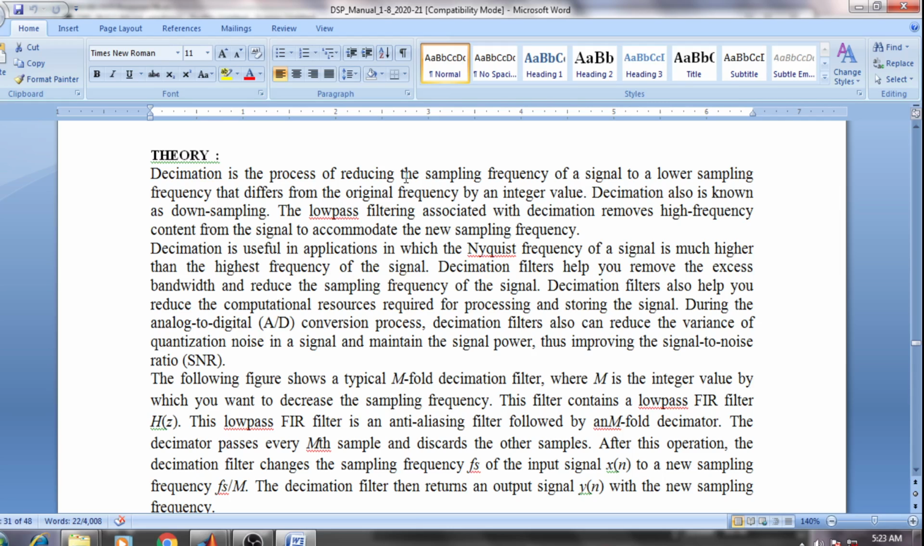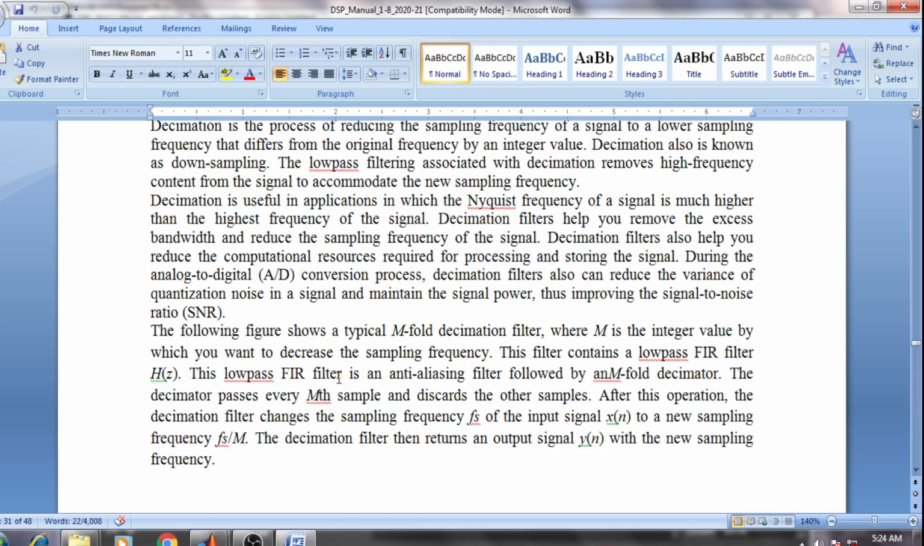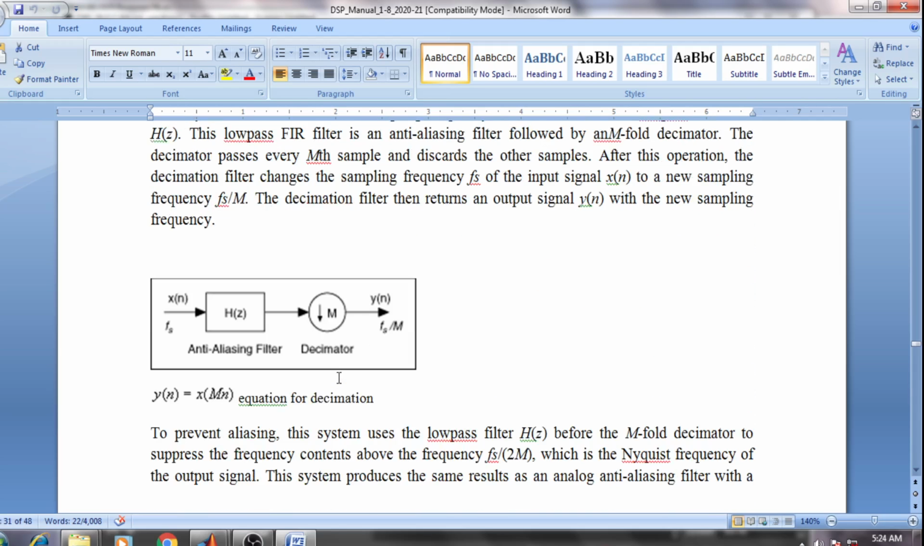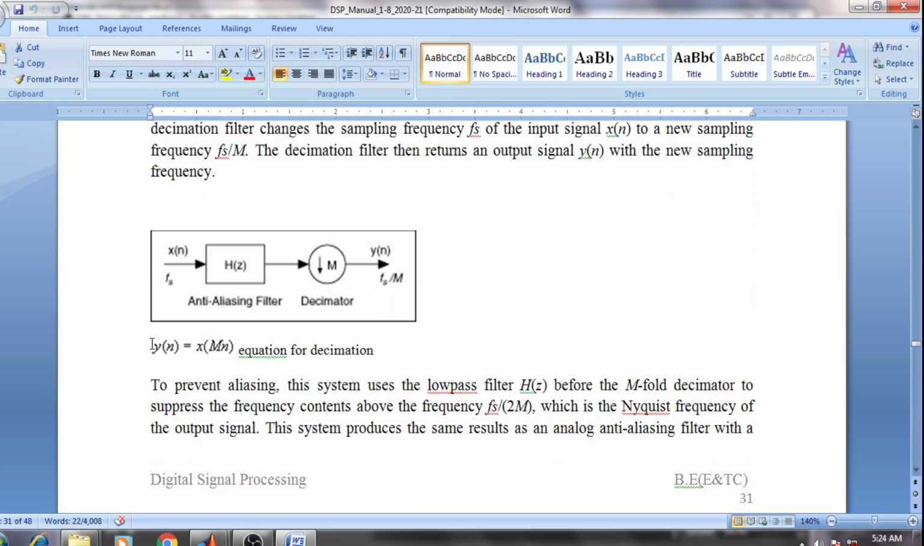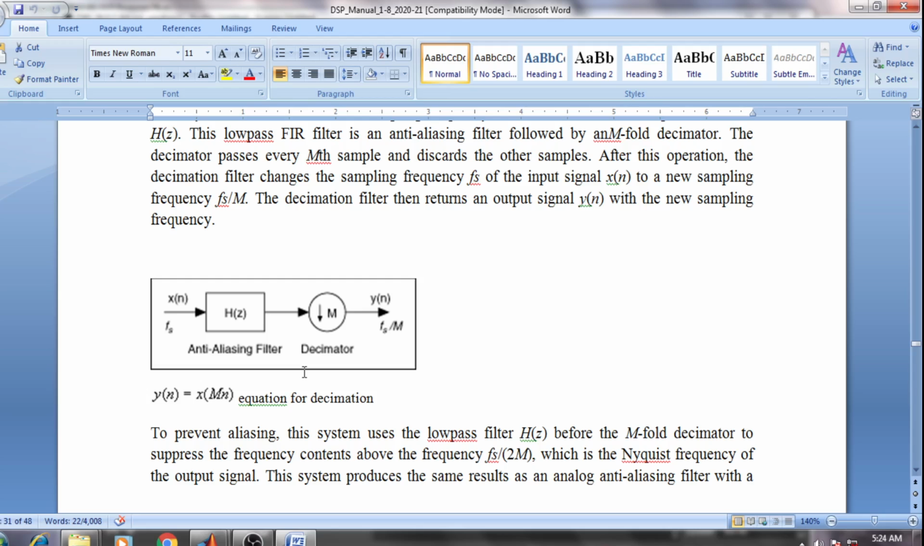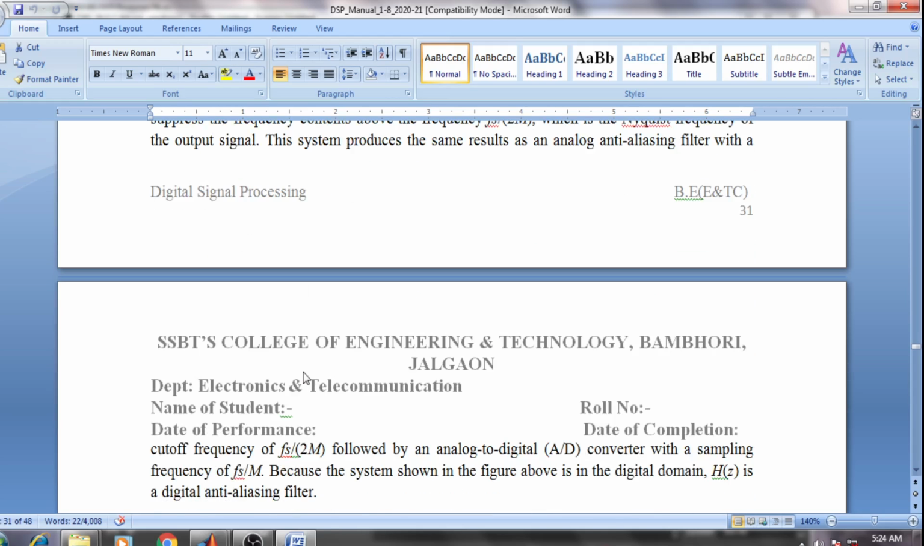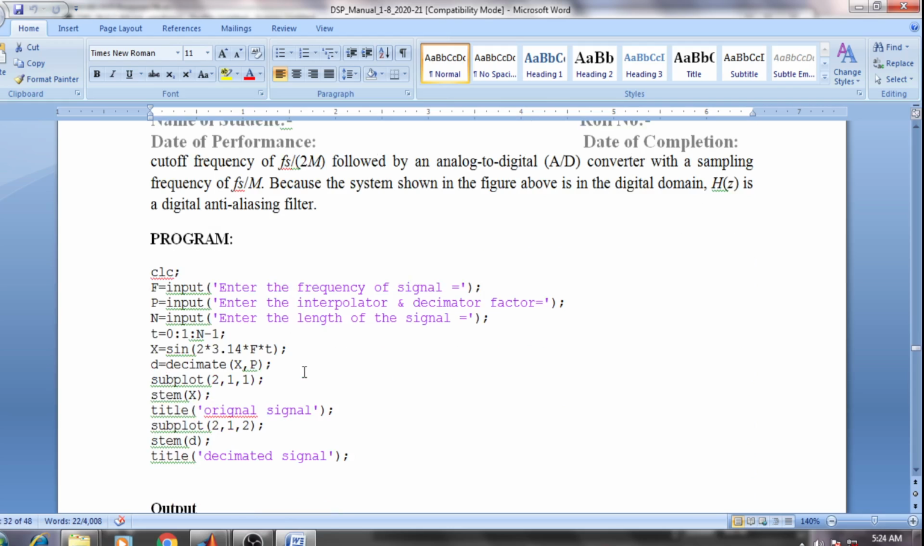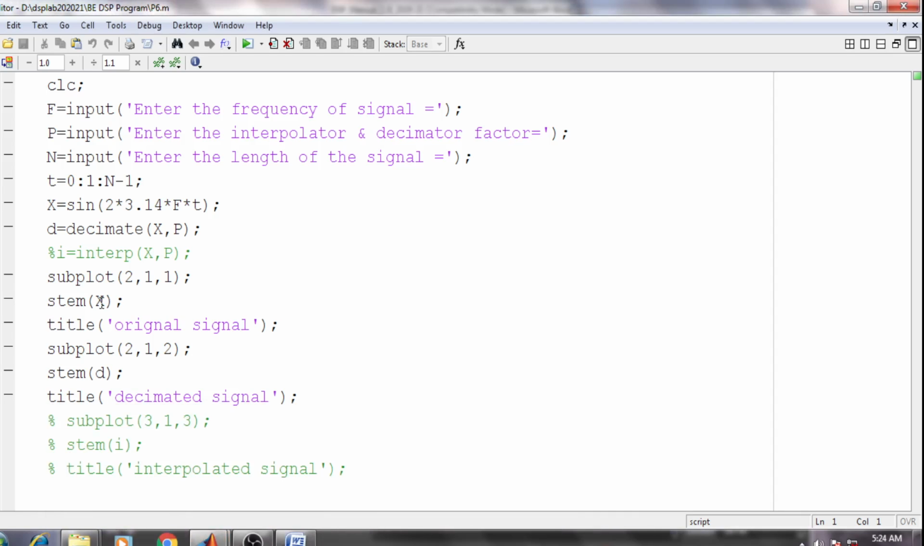So here I am showing you how you can utilize this decimation concept. One diagram is shown, and with one equation we are going to represent the decimation process, that is y of n is equal to x of m n. This particular function we are going to design with the help of MATLAB. Here is how this decimation process will be carried out with the help of an example. So see, we are switching over to MATLAB.